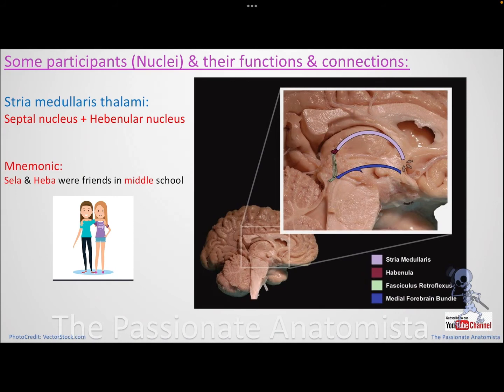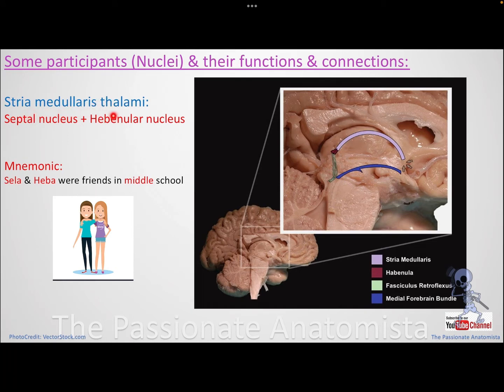How will you remember the connection? Remember that something called the stria medullaris thalami. The stria medullaris thalami, guys, it's gonna connect septal area to the habenular nucleus. So we have Sila and we have Hiba. They are friends in the middle school. What's gonna connect them is the stria medullaris thalami. This is the only connection that has the word medullaris.